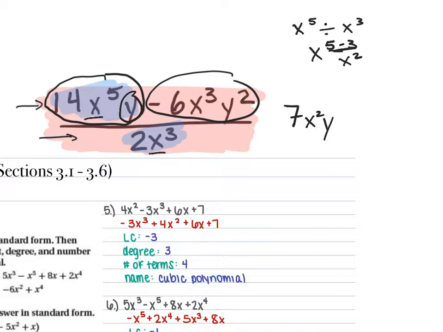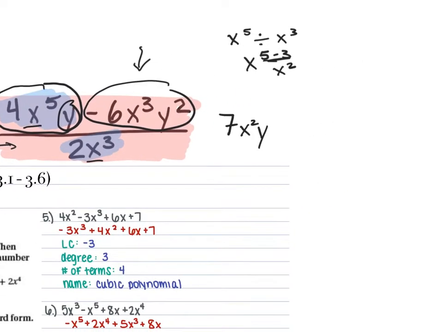Now I'm going to do the same thing for that other thing there, this negative 6x to the third y squared. What is negative 6 divided by 2? It's a negative 3. Now what is x to the third divided by x to the third? It's going to be x to the 0, which equals 1. And then that y squared has nothing to divide with.